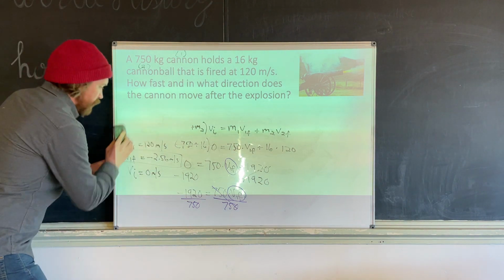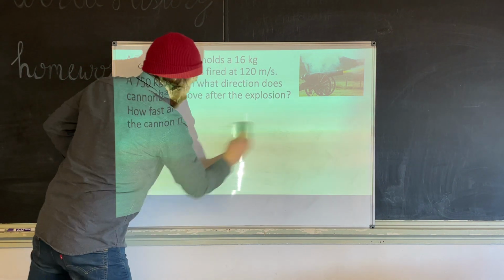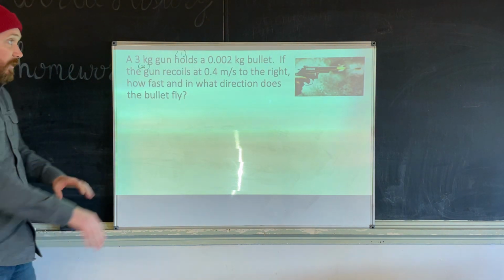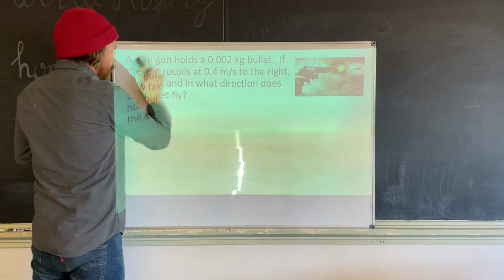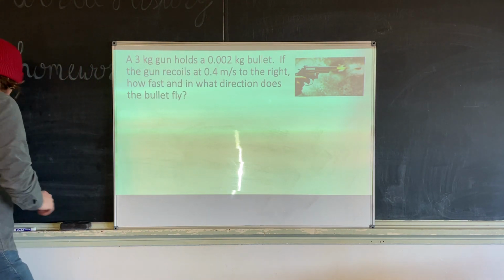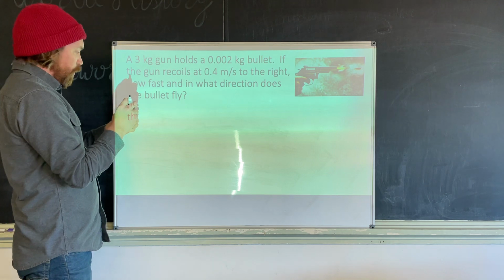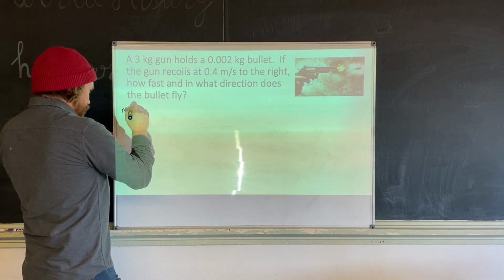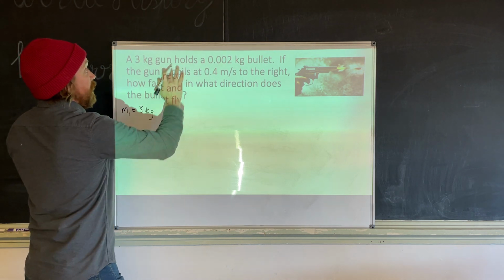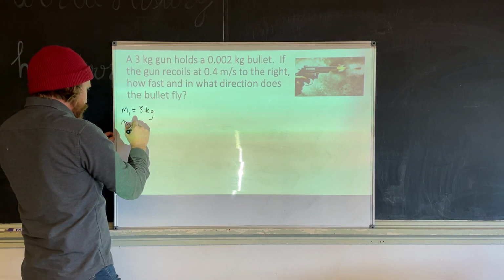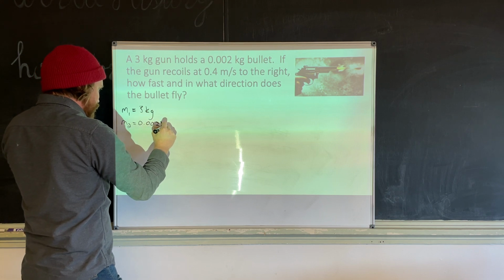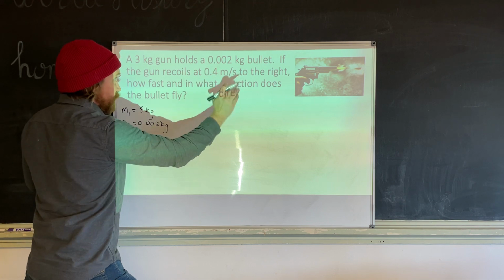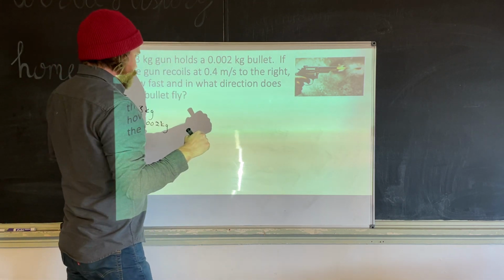Good. Okay, let's do number 2. So here, now we're talking about a gun. Same old same. Write down what we know first. Number 1, we have a 3 kilogram gun. That is my M1, it's the mass. It holds a bullet of 0.002 kilograms. If the gun recoils at 0.4 meters per second to the right, okay?